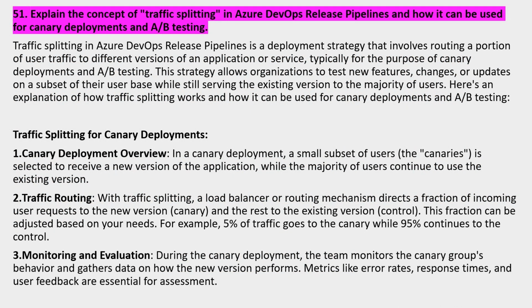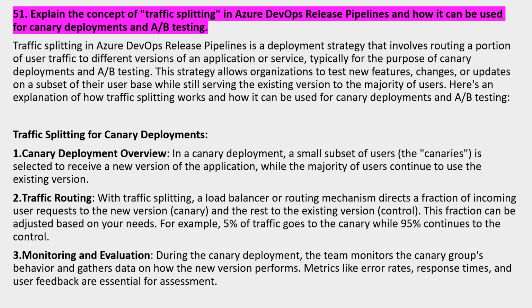Explain the concept of traffic splitting in Azure DevOps release pipelines and how it can be used for canary deployments and A/B testing. Traffic splitting in Azure DevOps release pipelines is a deployment strategy that involves routing a portion of user traffic to different versions of an application or service, typically for the purpose of canary deployments and A/B testing.